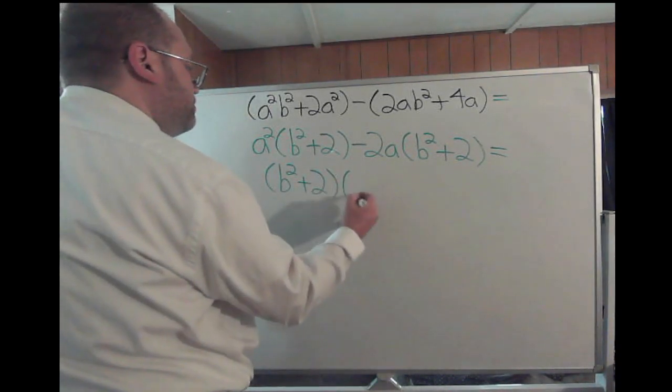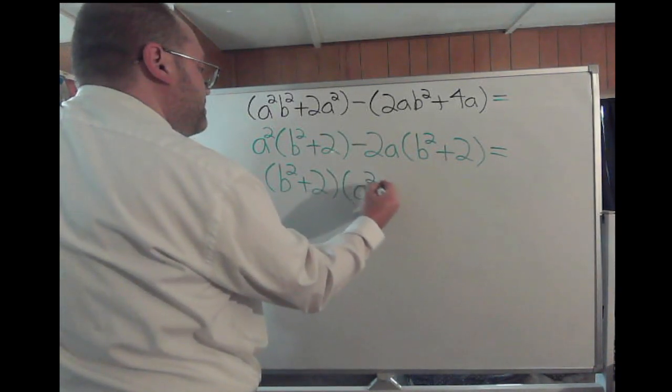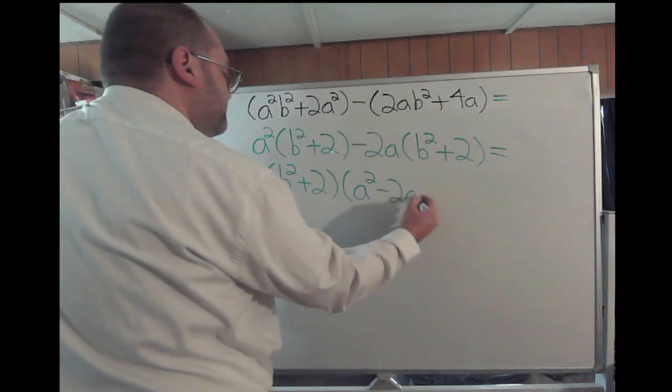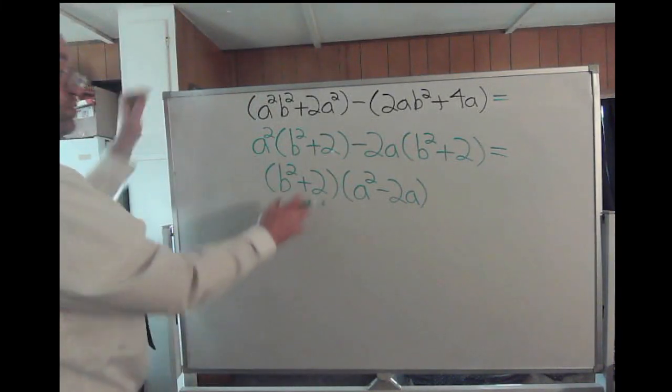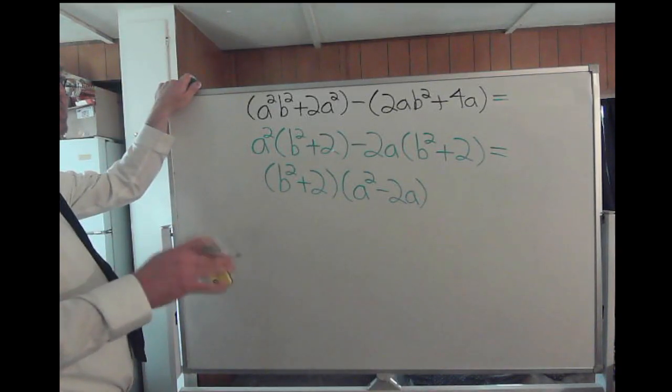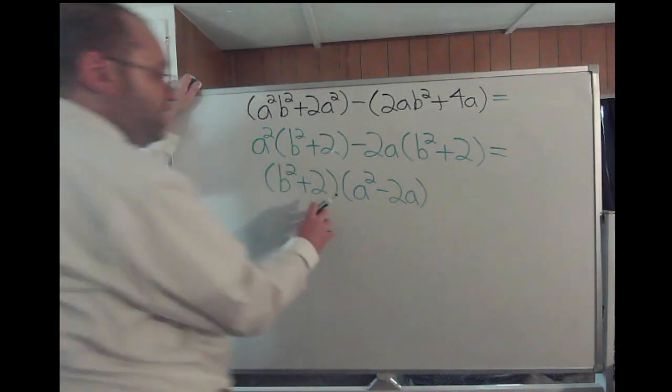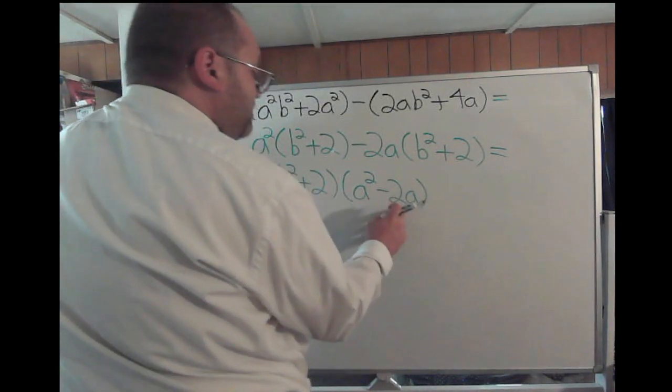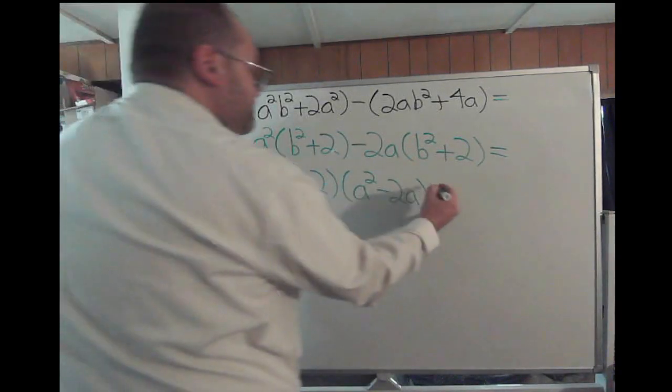That leaves you with a quantity of a squared minus 2a left over. Well, b squared plus 2 is the sum of two squares. We can't do anything with that in the set of real numbers, so we're good there. But the a squared minus 2a, we could definitely factor further.